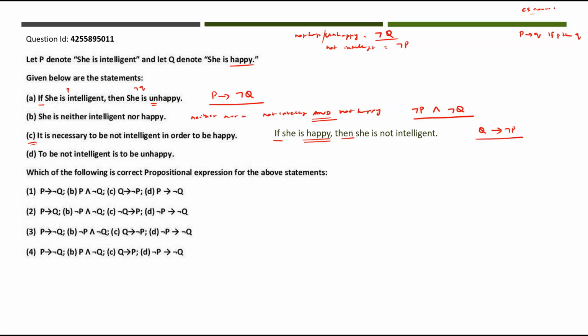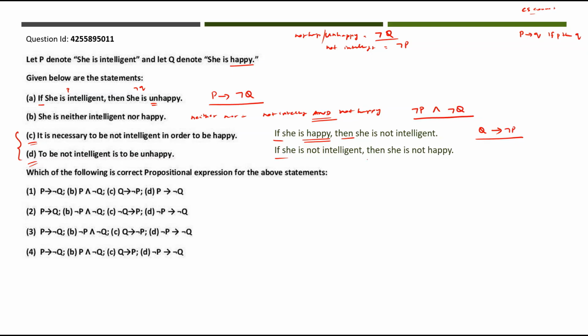Let's go to D. To be not intelligent is to be unhappy. Here both are giving negation, but the statement is in this form: if she is not intelligent, then she is not happy. This is the other way of writing in English. So you have to know the other forms of English statements, of conditional statements. Only then you will be able to translate both C and D. Otherwise it will be quite difficult for you to understand.